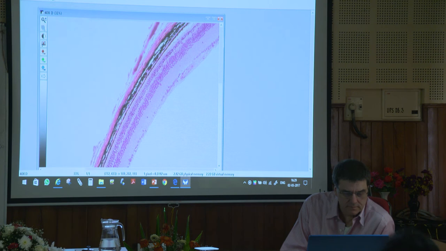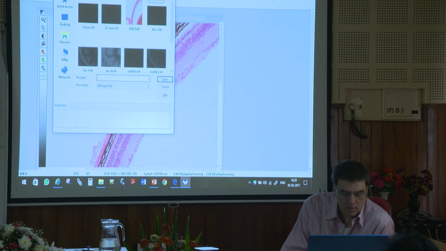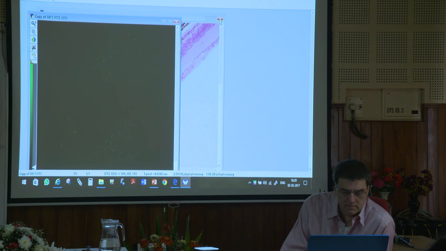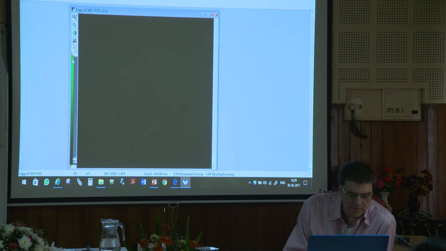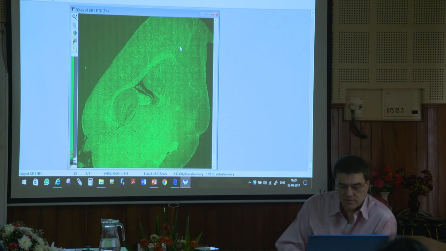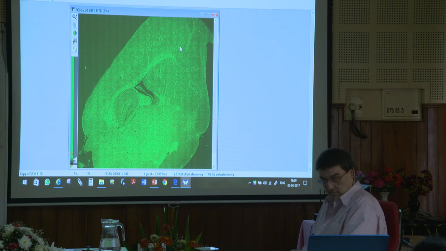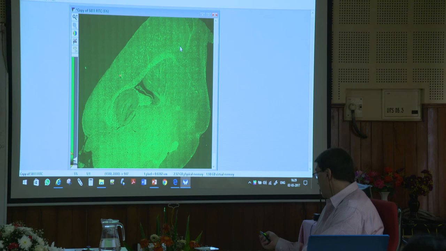Let's see what else we got. Okay, so my boss, we're in the Department of Ophthalmology, but she wrote another grant, and she works with Alzheimer's, okay? So what do you think that's an image of? What's your guess? What do you think that tissue is? Any ideas? Okay, this is a section of brain from a mouse, okay? Brain from a mouse here.